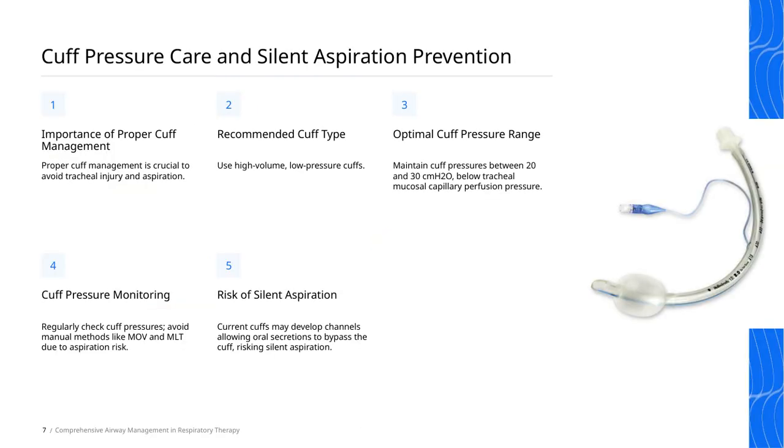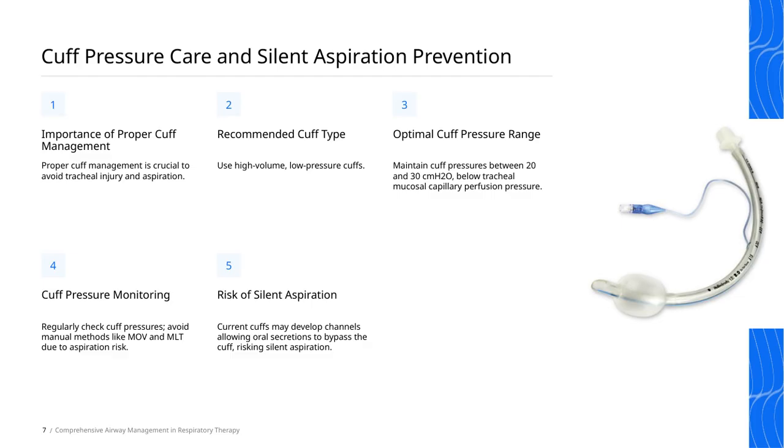Let's talk about cuff pressure care and how it relates to preventing silent aspiration. Current cuffs, unfortunately, can develop channels that allow oral secretions to bypass them. This means that even if the cuff appears to be secure, secretions can still leak past, increasing the risk of silent aspiration, which is a serious concern. To minimize this risk, it's essential to regularly check cuff pressures. However, avoid manual methods like MOV and MLT because they can actually increase the chance of aspiration. Instead, use proper cuff pressure monitoring techniques.